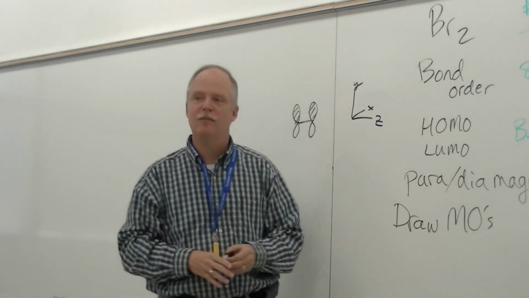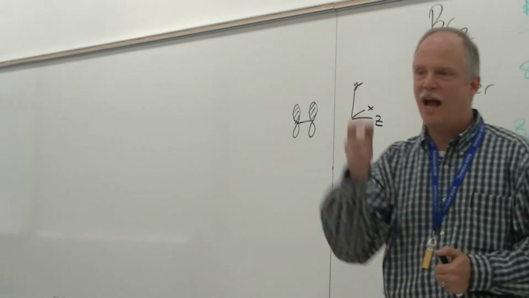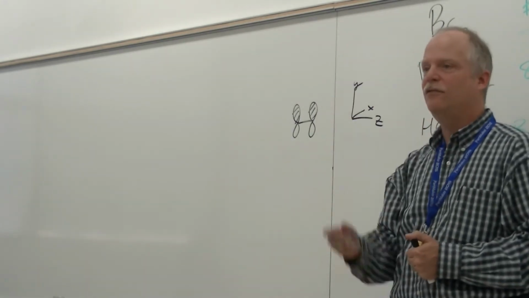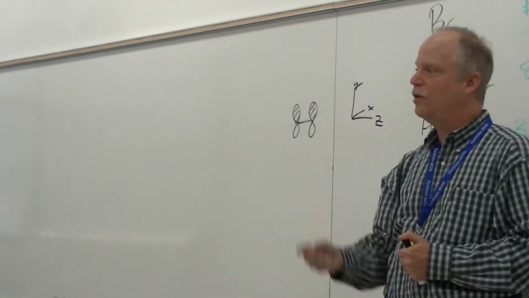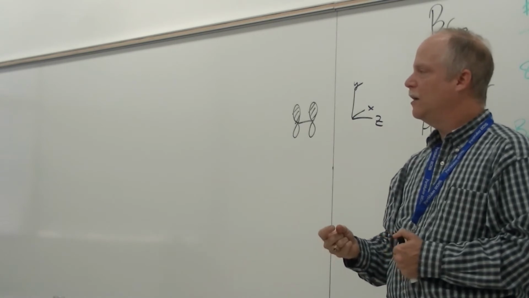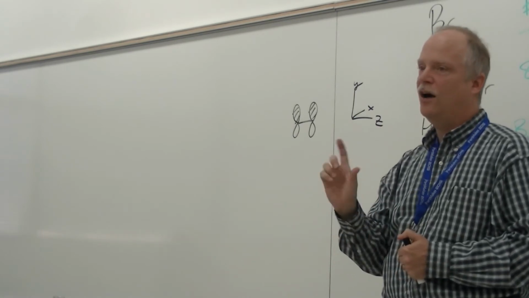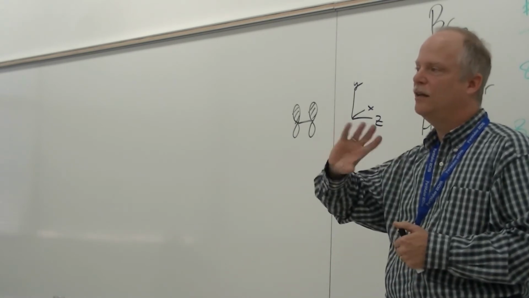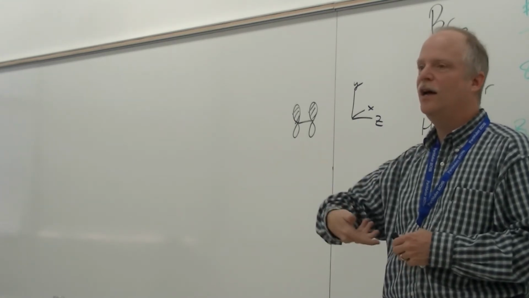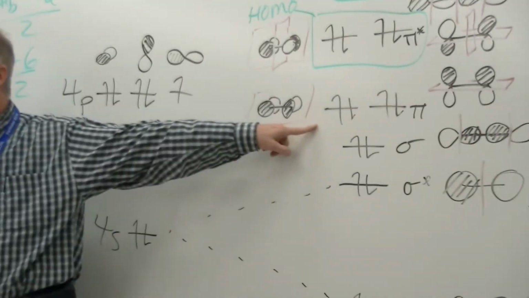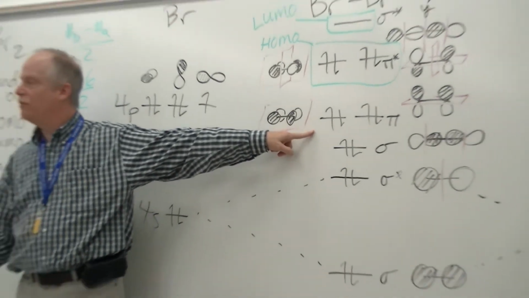If it's a diatomic molecule, the Z-axis is the axis of symmetry. It's that C infinity axis. It's the one that contains both atoms. But the X and Y are interchangeable. I can rotate the X into the Y and the Y into the X. So that's why also they're the same energy. It really doesn't matter which one you have.